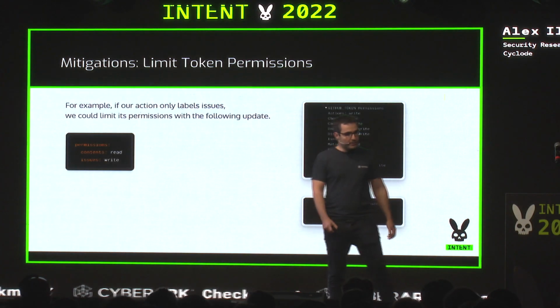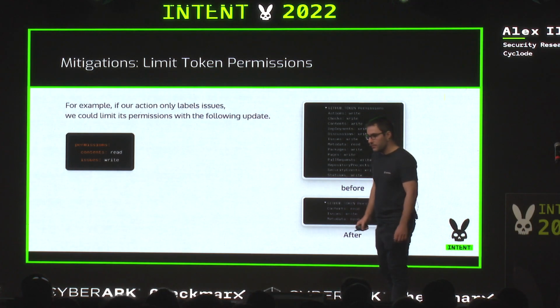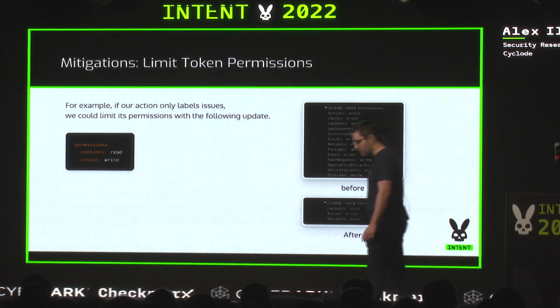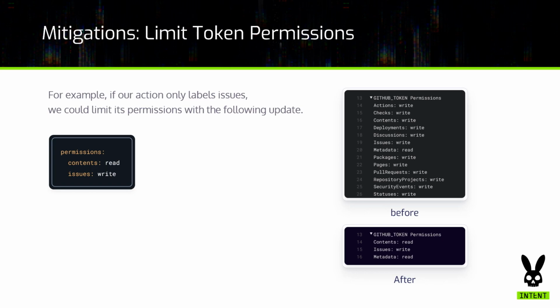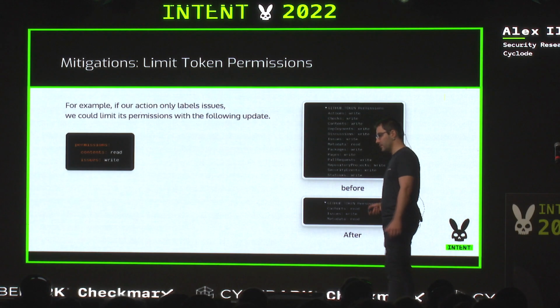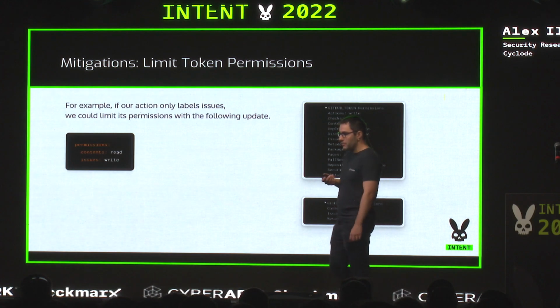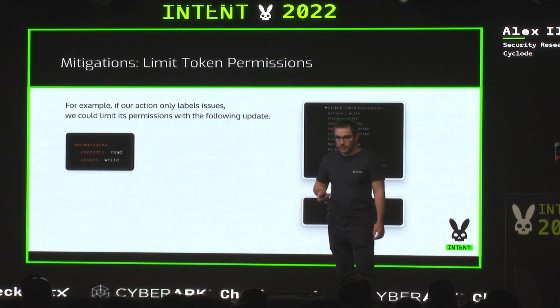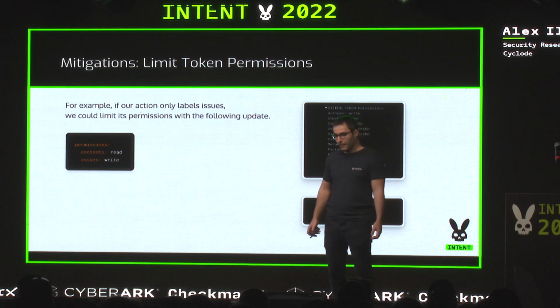The third method will be to limit token permissions. This is an extremely effective method for post-exploitation because it will deny not only this injection attack, it will deny any possible attack on the workflow. So even if the attacker managed to RCE into your build server and run code, he won't be able to use the GitHub token maliciously because he won't have the permission to do that.